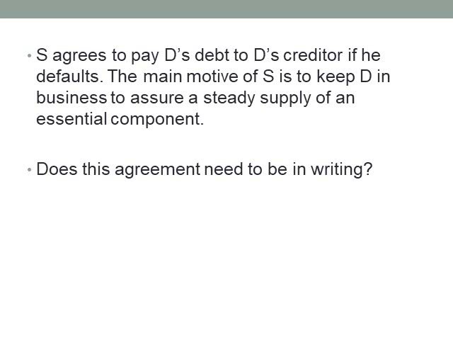But remember that exception, the main purpose rule, the main purpose doctrine. If the promise is for the benefit of the surety, then it does not need to be in writing. So here, S would be getting a benefit because he's trying to assure a steady supply of the essential component. So this one would not have to be in writing.